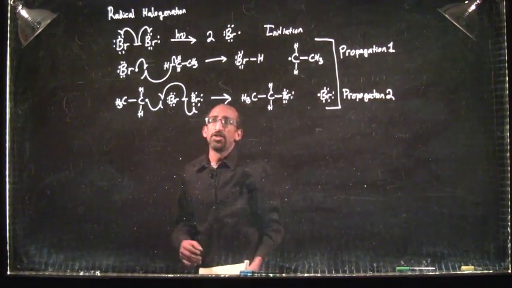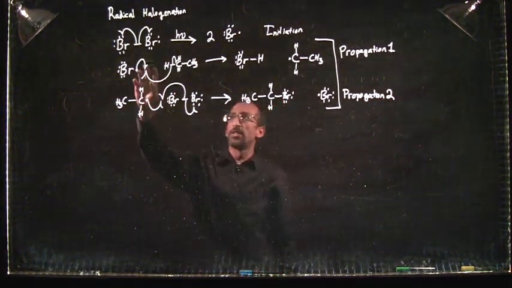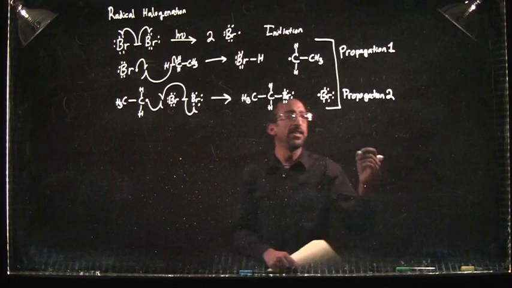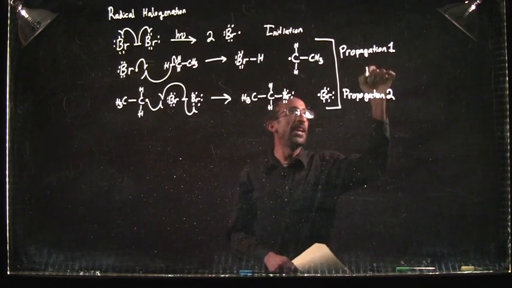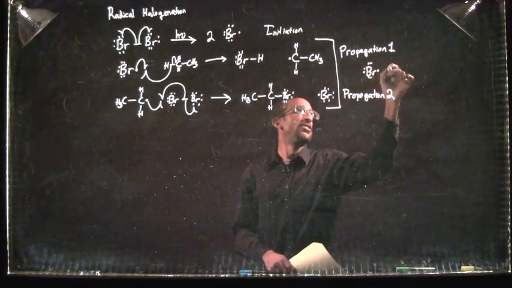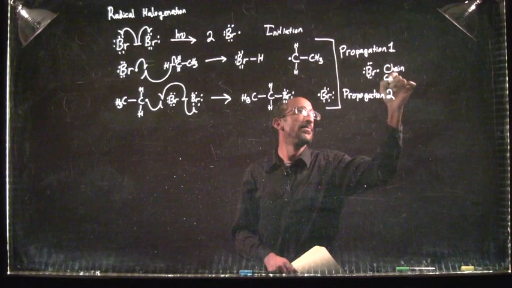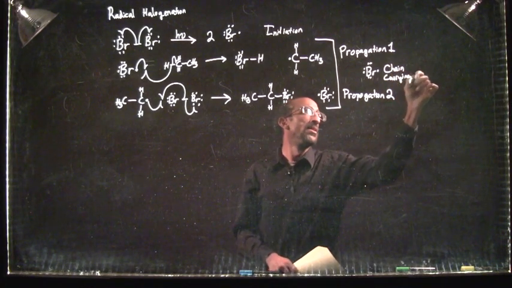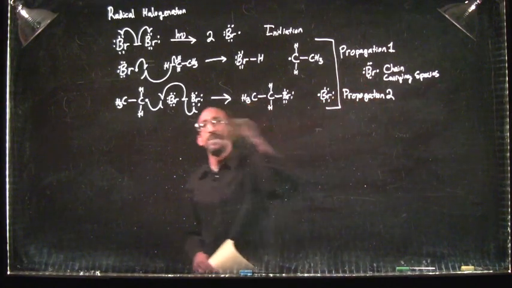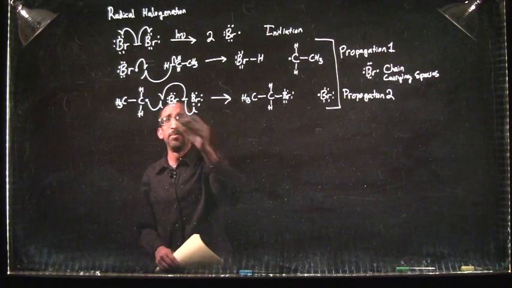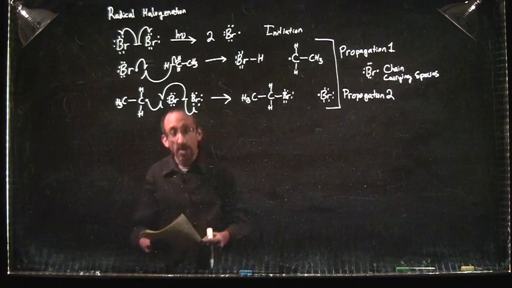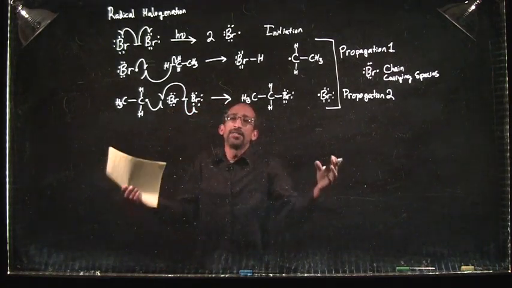When we look at our propagation steps, a radical that is both consumed and created during propagation is known as the chain-carrying species. So in propagation, bromine radical is the chain-carrying species. It is the radical that keeps this process going, because it is both consumed and produced. Okay. What's left is, how does this reaction end?